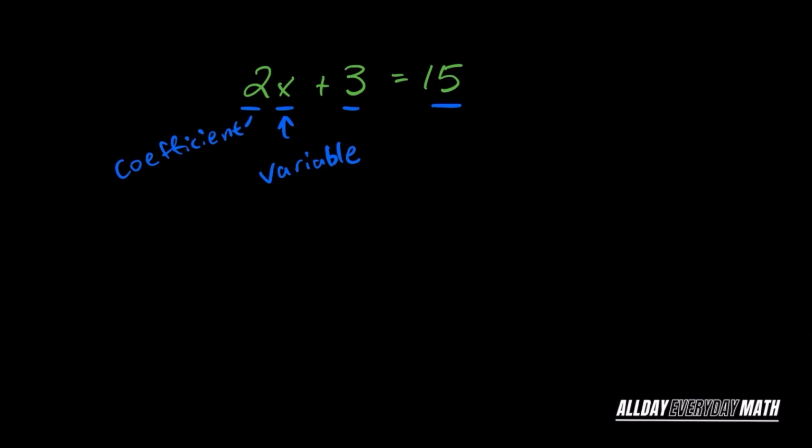And then we're left with a 3 and a 15. Those do not have variables with them, and so those are going to be called constants because they're just a number.